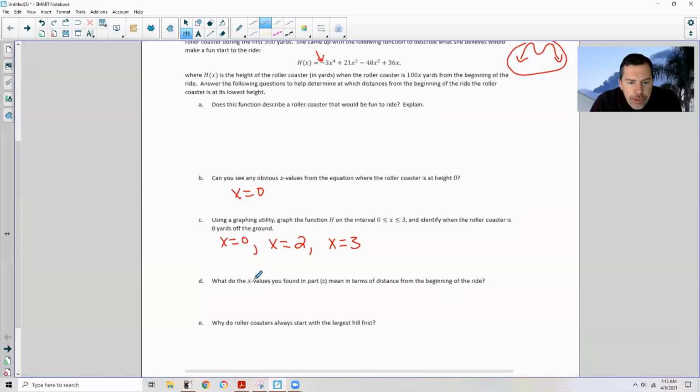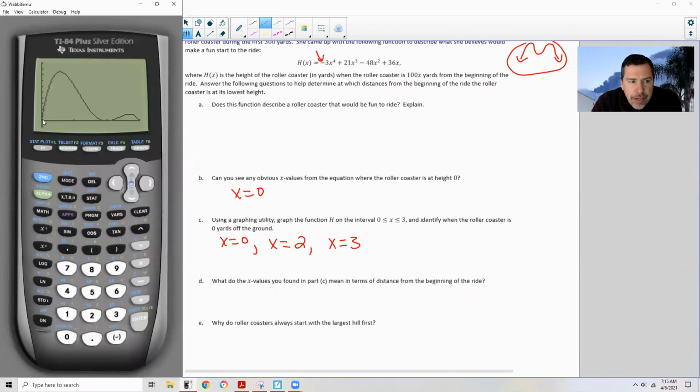All right, part D says, what do the x values you found in part C, these x values of 0, 2, and 3, mean in terms of the distance from the beginning of the ride? So here's the beginning of the ride right here. We go up, up, up to a maximum, we turn and down we come, and then here we are back at 0, and then up a little bit more, and then back down to ground level. Well, it says right here, when the roller coaster is 100 times x yards from the beginning of the ride. So 100 times 0 is 0, 100 times 2 is 200, and 100 when x is 3 would be 300.